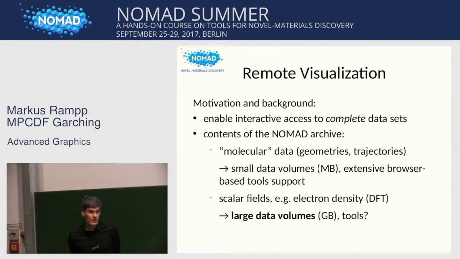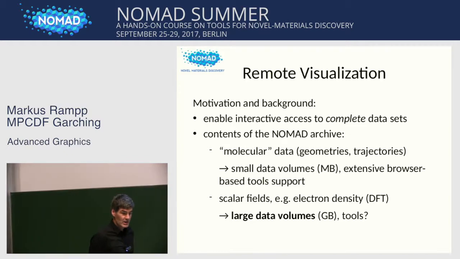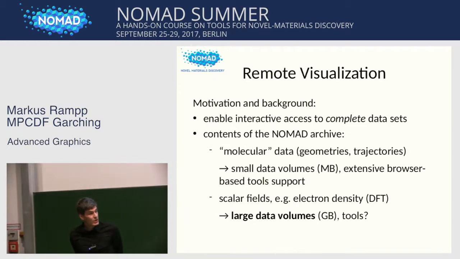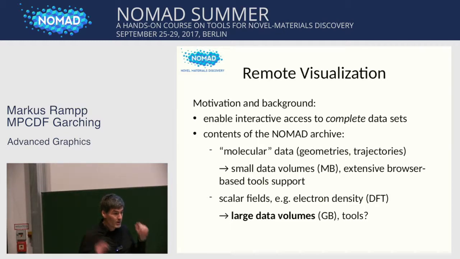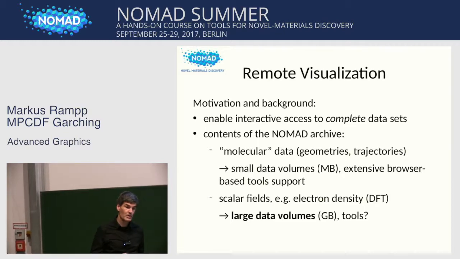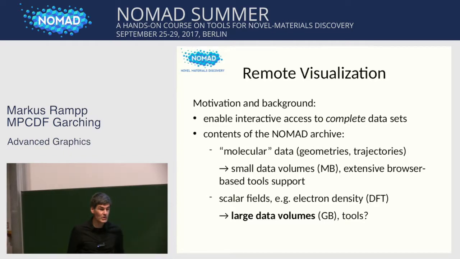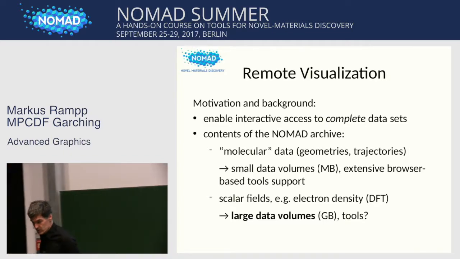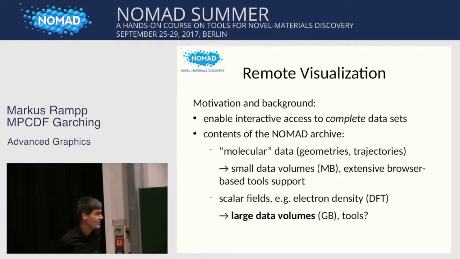And if you look into the contents of the NOMAD archive, just a very, very rough classification here, you have what we call in this context small data sets, which might be geometries, trajectories, and so on, which you can easily visualize using whatever balls and sticks and something.